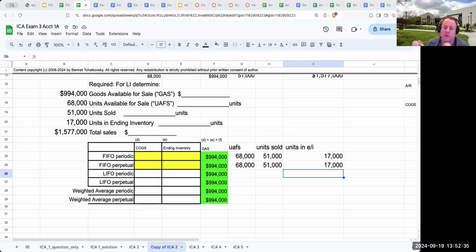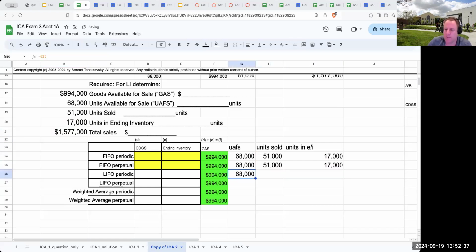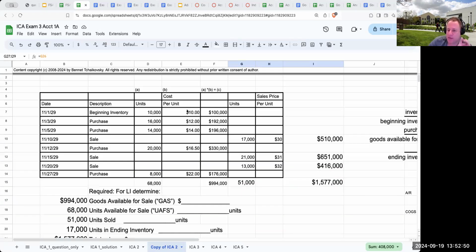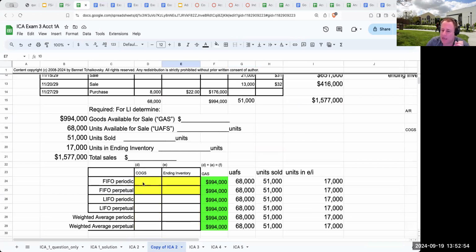It's always going to be the same. So the goods available for sale, the units available for sale, the units sold, and the units in ending inventory are always going to be the same under any single one of these methods. What is going to be different is that, because we have different cost per unit, the amount we're assigning to cost of goods sold under these methods will differ. FIFO is going to be the same, but the LIFOs will have a different value, and the weighted averages will also have a different value.